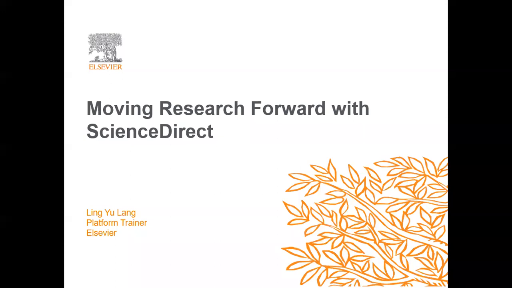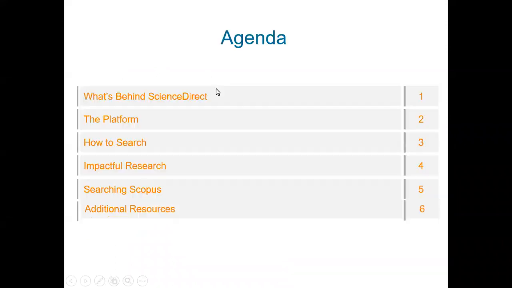So first of all, let's take a look at the agenda for today. We will go through what is behind ScienceDirect, the ScienceDirect platform, how to search literature in ScienceDirect, what impactful research you can obtain from the ScienceDirect database, and then how to search literature using another Elsevier data platform, Scopus, which is an abstract and citation database, and additional Elsevier resources to help you in research.